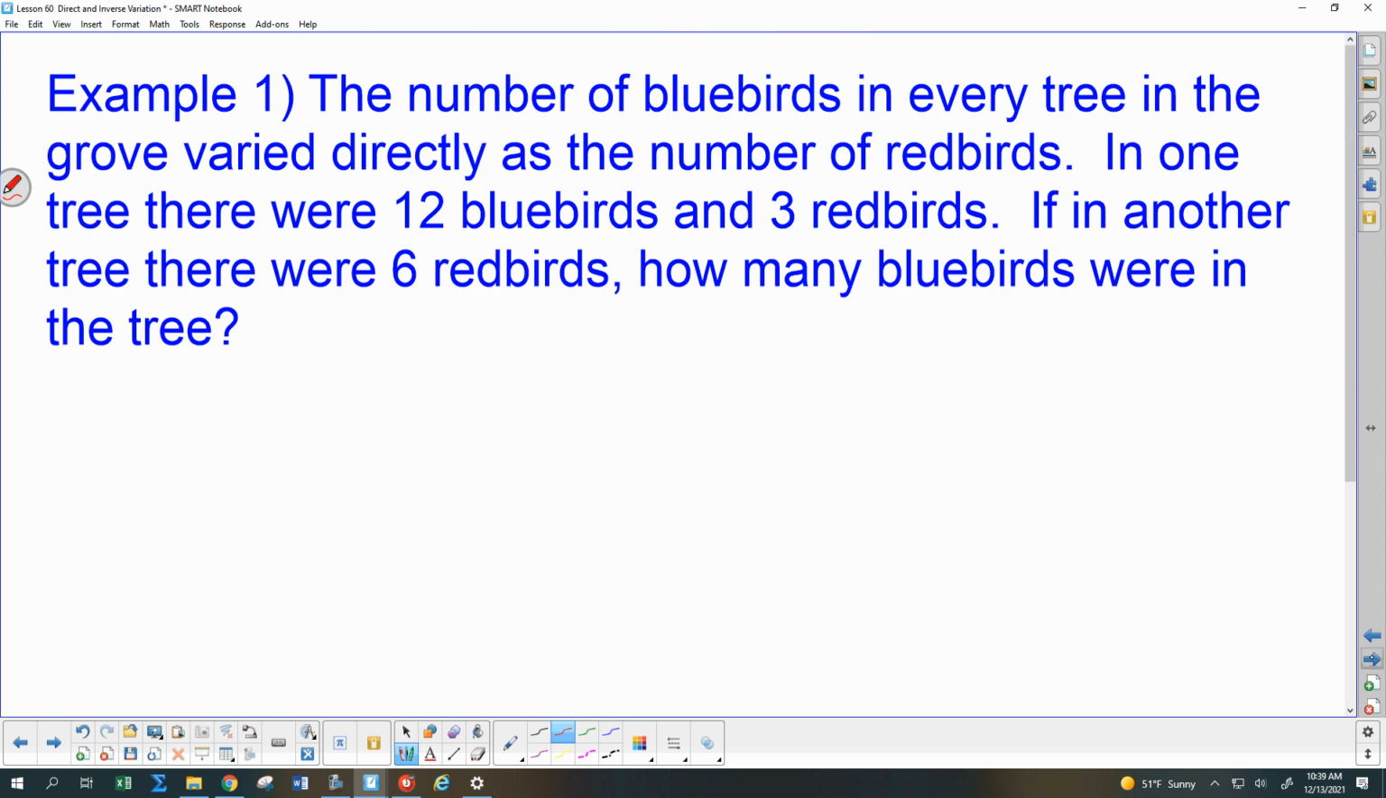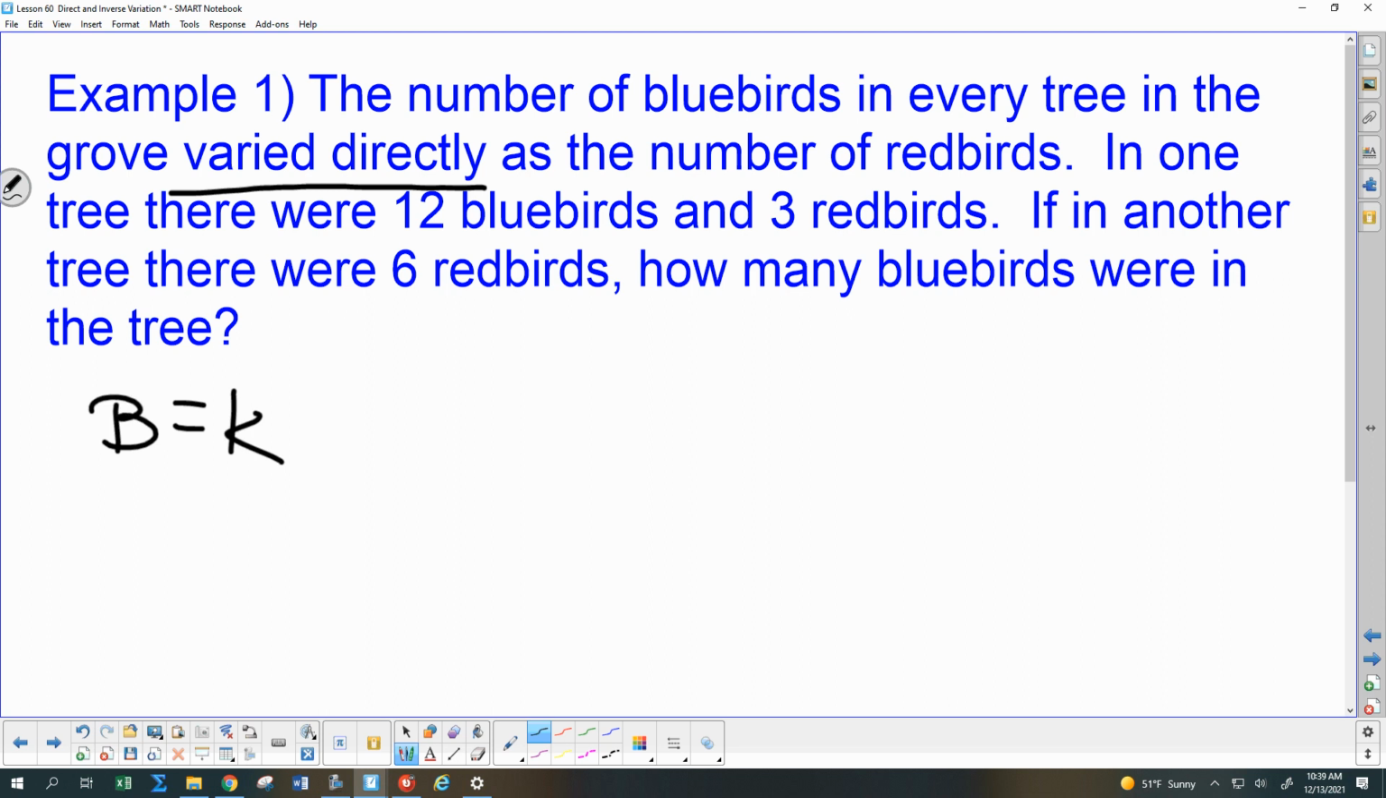Number of bluebirds in every tree varied directly as the number of redbirds. So we are going to write down our equation for that. So B for bluebirds equals K, because it varies directly. Is it going to be times the redbirds or divided by the redbirds, Alex?